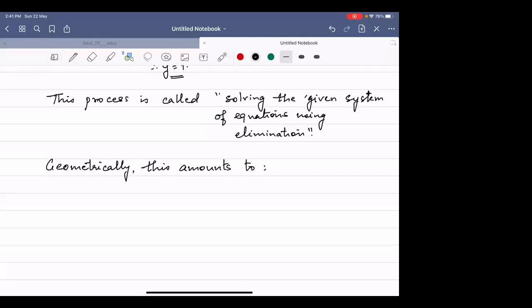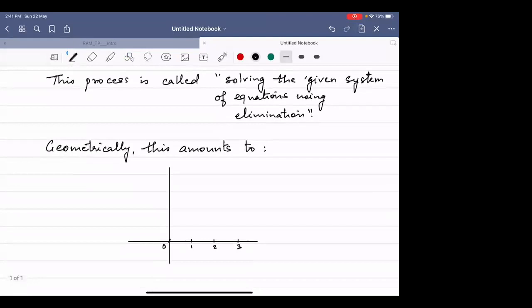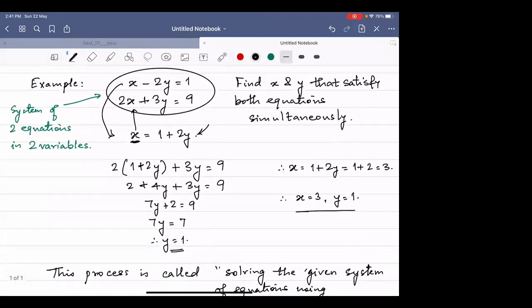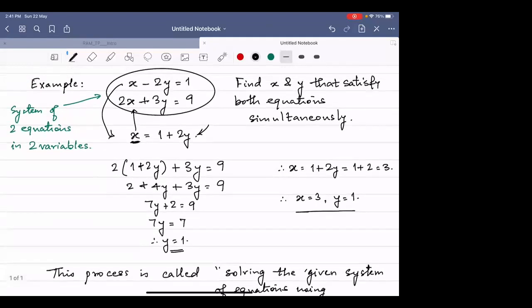So you look at the lines. This is my origin here, 0, 0. I'll just say 0, 1, 2, 3. My solution is 3, 1, so 3 is enough for me here, and then 1, 2, 3. Now the first equation, x minus 2y equal to 1. The easier thing here is to find its x-intercept. So what is the x-intercept of this line?